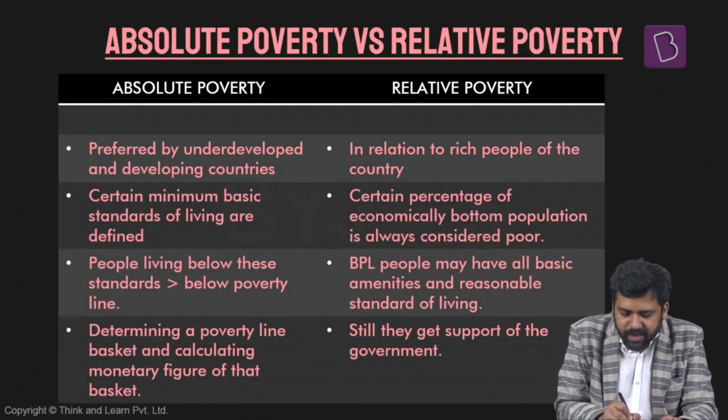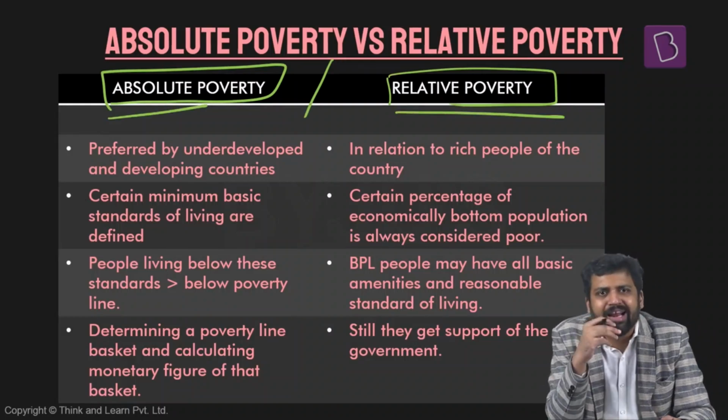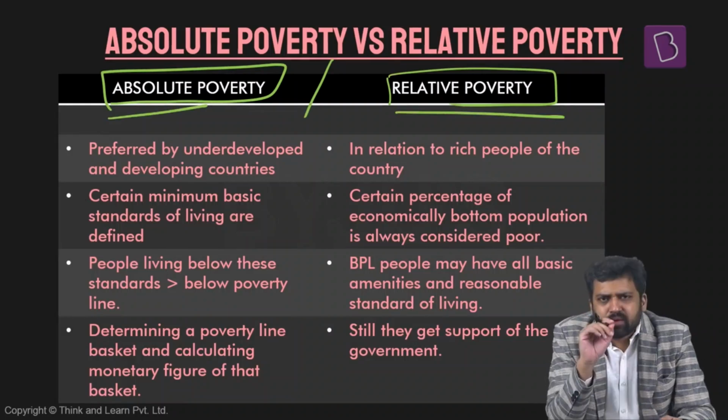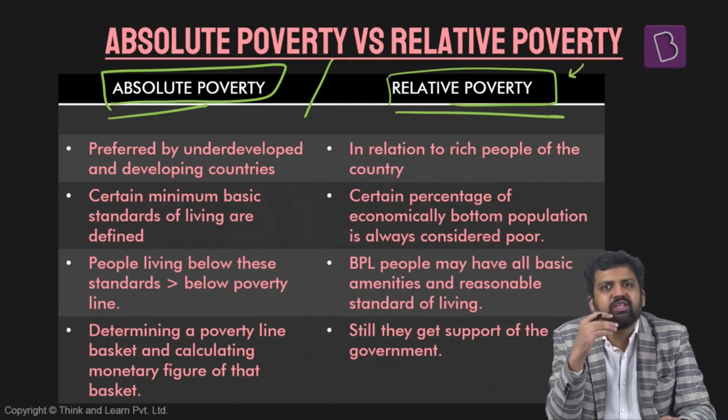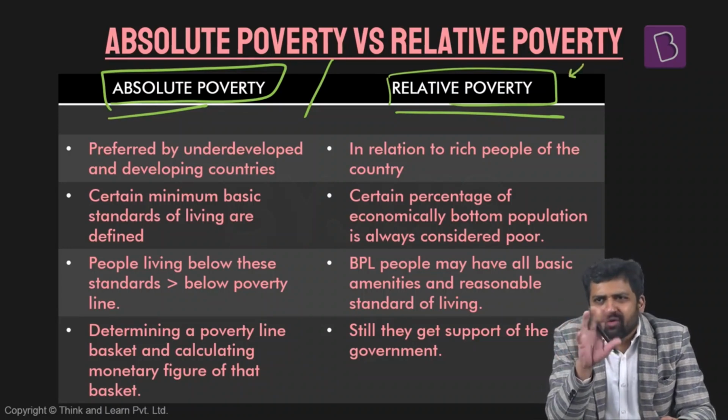Now the first concept we need to keep in mind is the concept of absolute poverty and also the concept of relative poverty. What are these two terms? The concept of absolute poverty is usually used in developing or underdeveloped countries. The concept of relative poverty is usually used in the high income countries. Now what is the difference? What is the meaning of these terms?